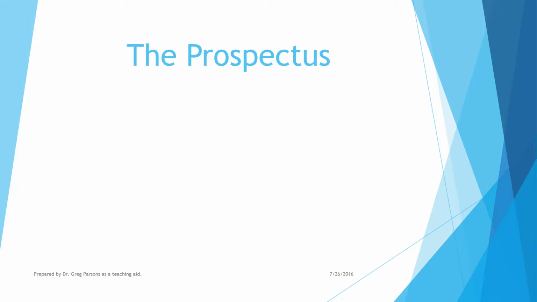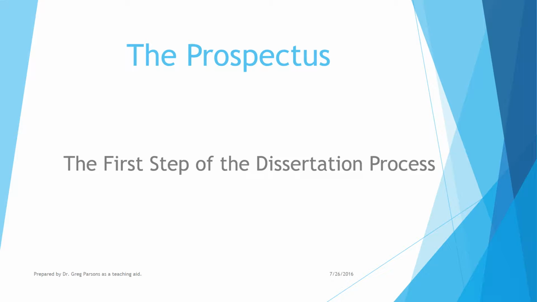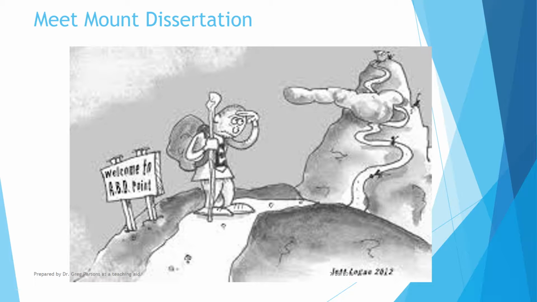prospectus. The prospectus is the first stage of the dissertation process, and thus, you might call it the first milestone that students achieve when they actually start working on their dissertation. So, it's important to understand and avoid any misunderstandings about the purpose or the process with regard to developing a prospectus. It provides the foundation for all the work that comes afterwards.